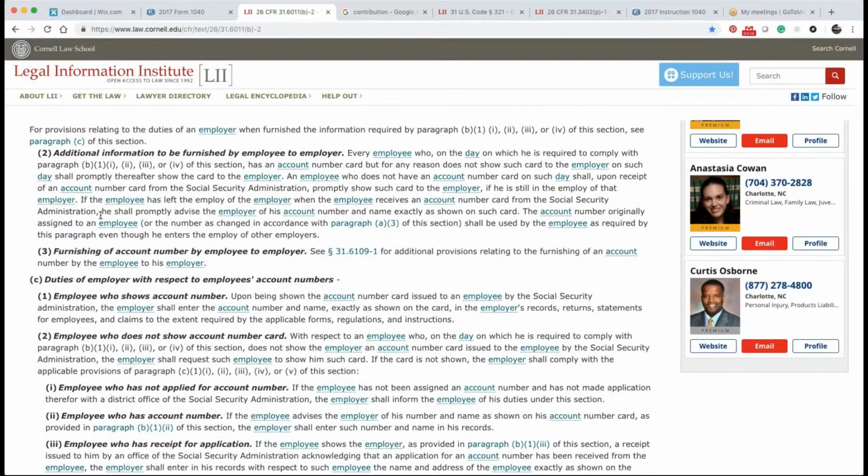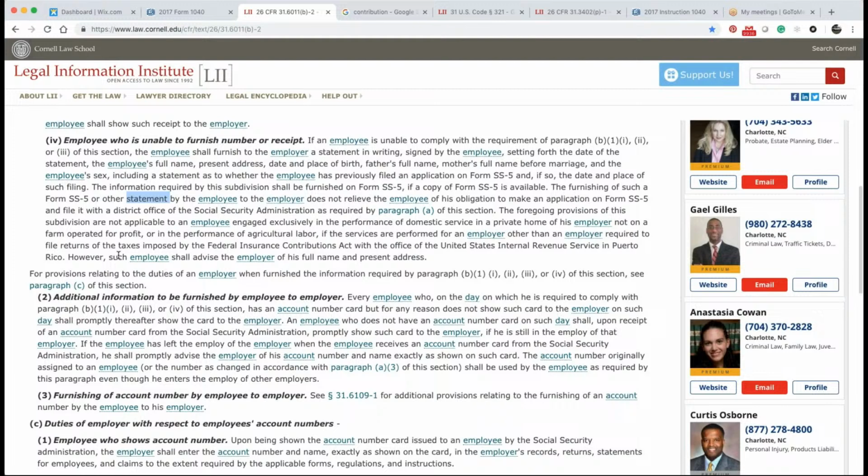Okay. Additional information to be furnished by employee to employer. Every employee who, on the day on which he is required to comply with paragraph B1, 2, 3, and 4 of this section, has an account number card but for any reason does not show such card to the employer on such day shall promptly thereafter show the card to the employer. An employee who does not have an account number card on such day shall, upon receipt of an account number card from the Social Security Administration, promptly show such card to the employer. If the employee has left the employ of the employer when he receives an account number card from the Social Security Administration, he shall promptly advise the employer of his account number and name exactly as shown on such card.